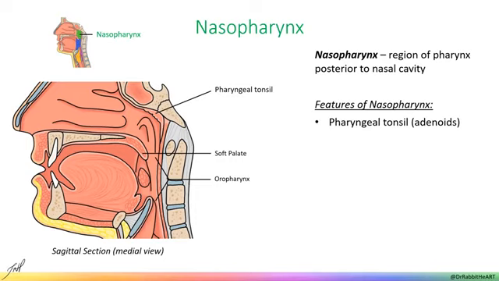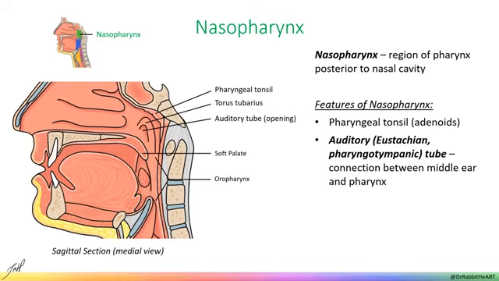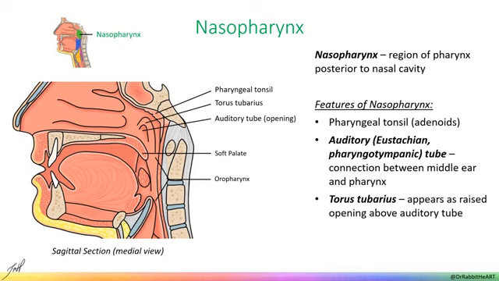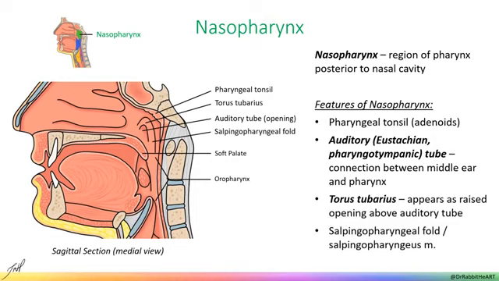It also contains the opening from the auditory tube, also known as the pharyngotympanic or eustachian tube, and the torus tubarius. The auditory tube connects the middle ear to the pharynx, while the torus tubarius is a raised area of cartilage covered in mucosa and seen above the opening from the auditory tube. Note that the torus tubarius is a good landmark for dissection, as it is relatively easy to find and many muscles of the pharynx are closely associated with this piece of cartilage. The salpingopharyngeal fold can be seen extending down from the torus tubarius and really just represents the covered salpingopharyngeus muscle.